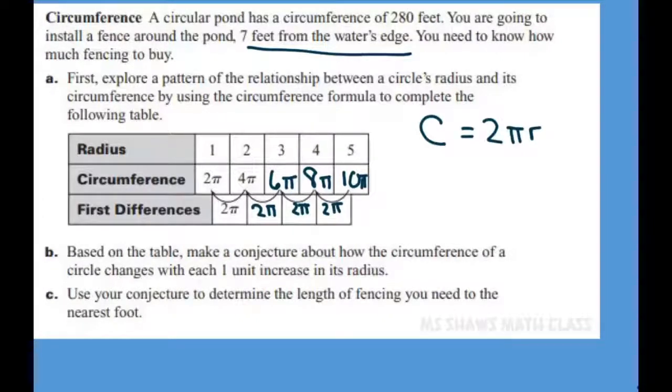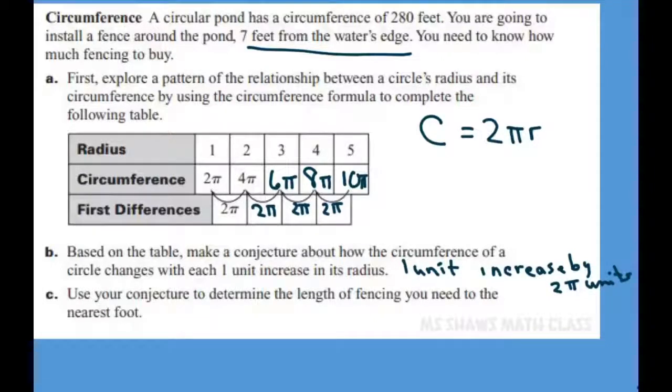So based on the table, we're going to make a conjecture about how the circumference of a circle changes with every unit. Basically, for every 1 unit that the radius increases, the circumference increases by 2 pi units. All right?